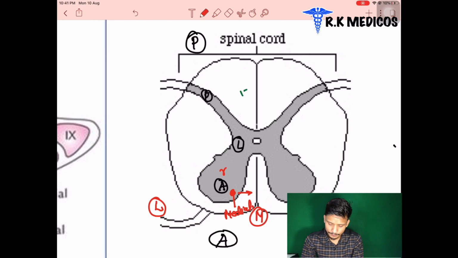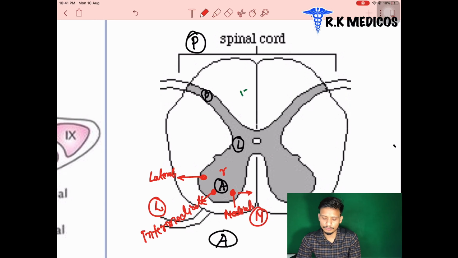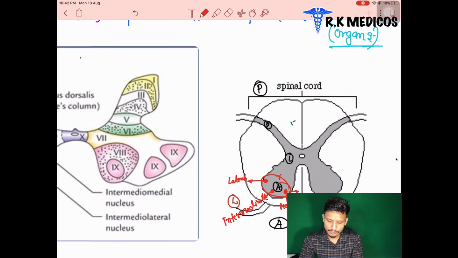Next one is lateral. They are situated laterally. That's why they are called the lateral nuclei of the anterior horn. And in between both the lateral and medial, that is called the intermediate nuclei of the anterior horn. So these are the 3 nuclei present in the anterior horn of the gray matter of the spinal cord, and these 3 nuclei have a specific function in our body. They are going to regulate some special function. So now we are going to move to the function of these 3 nuclei.